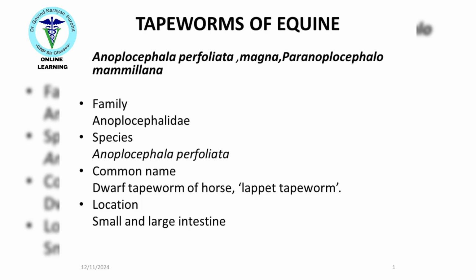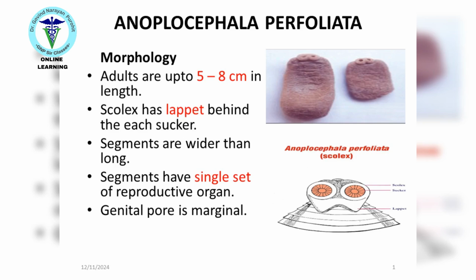Tapeworms of equines include Anoplocephala perfoliata, Anoplocephala magna, and Paranoplocephala mammillana. They belong to the family Anoplocephalidae and are found in the small and large intestines. Anoplocephala perfoliata adults are 5 to 8 centimeters in length, with a scolex that has lappets behind each sucker. Segments are wider than long and contain a single set of reproductive organs. The genital pore is marginal.